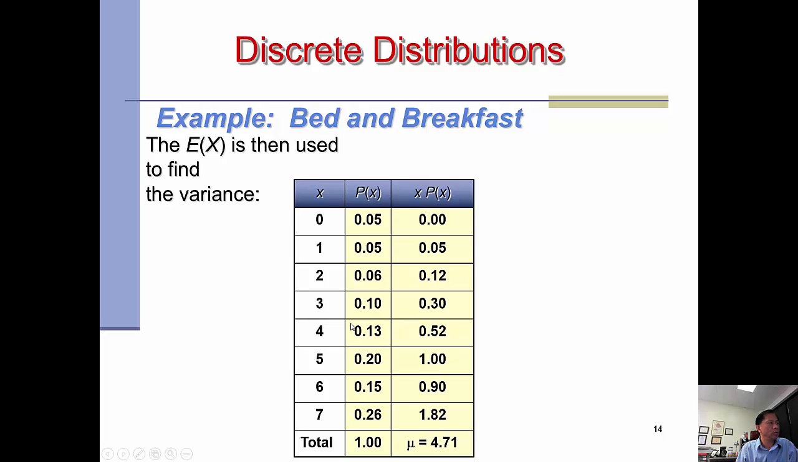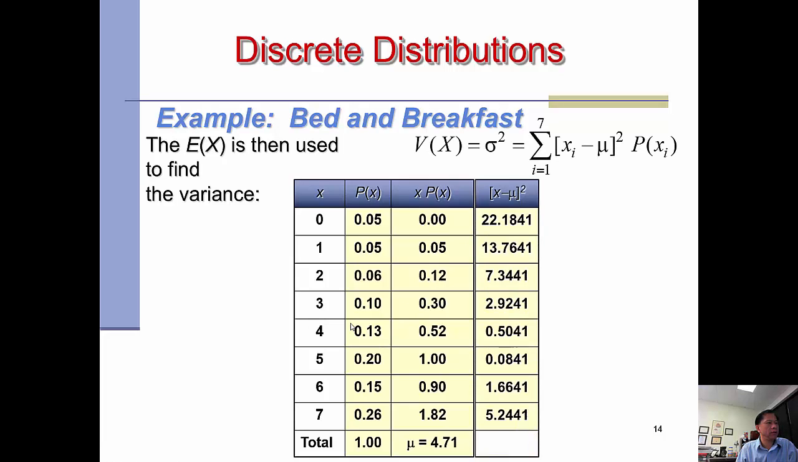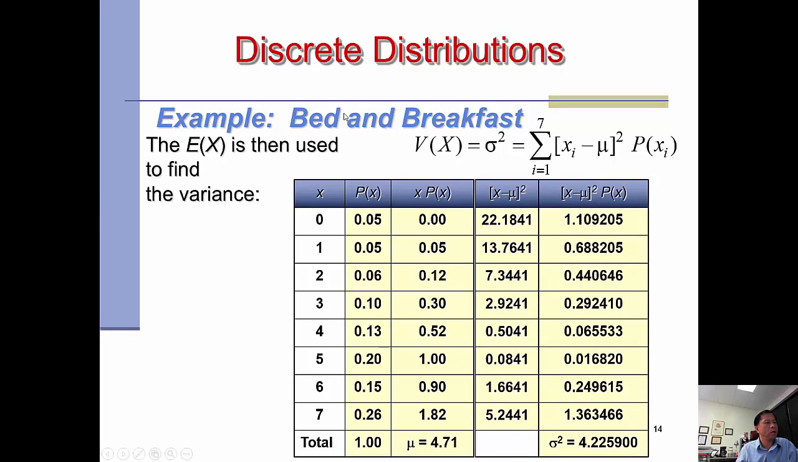On average, they will have 4.71 rooms rented during the month of February. Okay. Now, how do you calculate the variance then? The variance simply is, okay, we have x and p(x). We need to find (x minus mu) squared. Well, x minus mu squared for this number is 0 minus mu. Mu is here, 4.71. Look at my cursor here, right? The difference squared, that's 22.818.